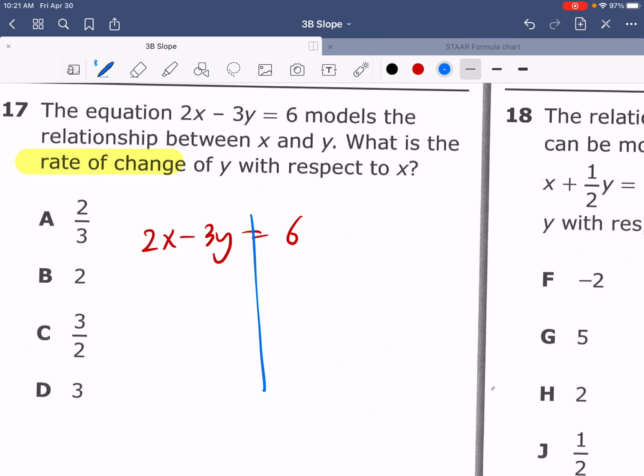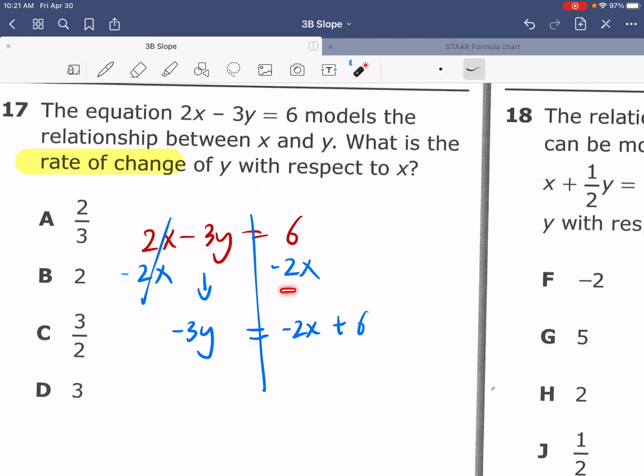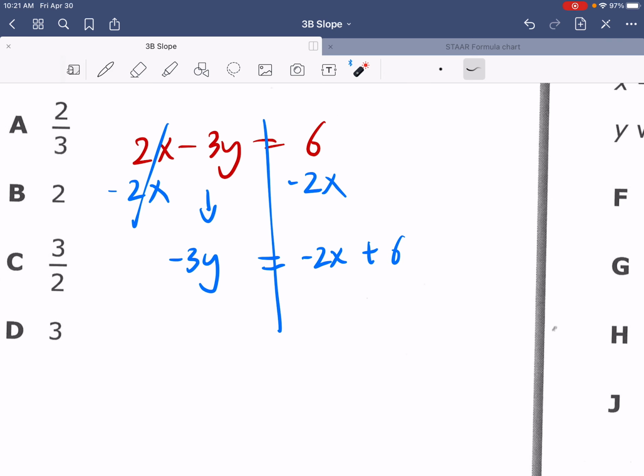If you want to do it, it's simple: minus 2x on both sides. So this will disappear, and we have negative 3y left over equals negative 2x plus 6. I wrote this one down first, and this is positive 6, right? So I'm writing this one down here. What's the next step? Divide by negative 3.